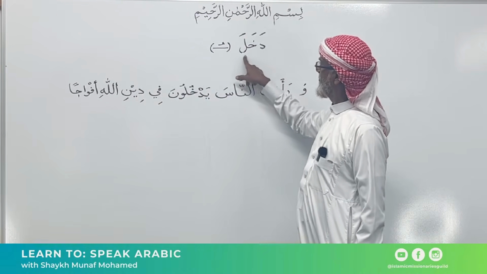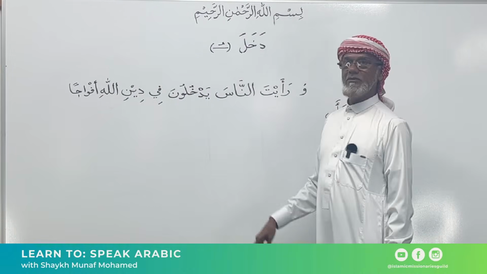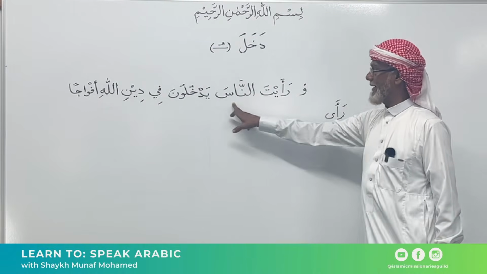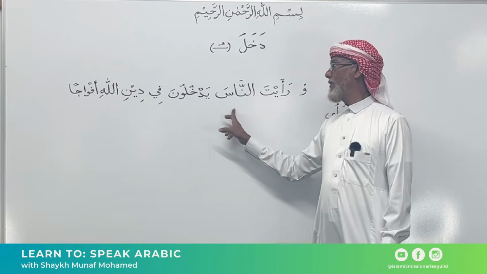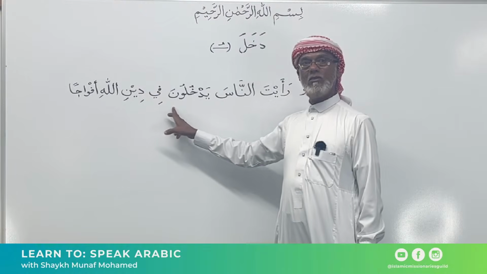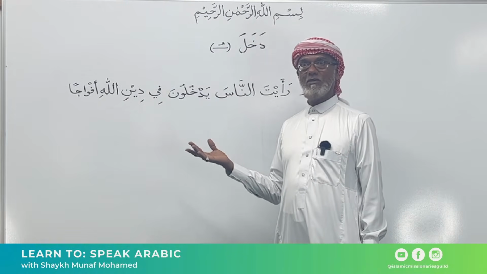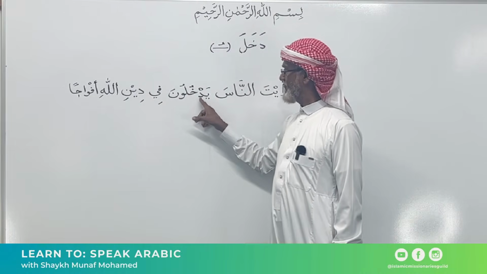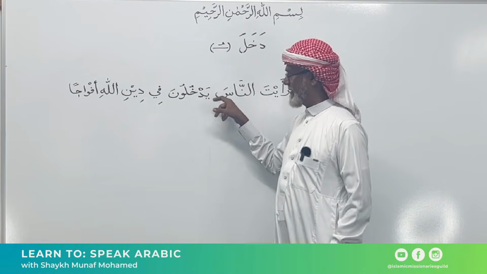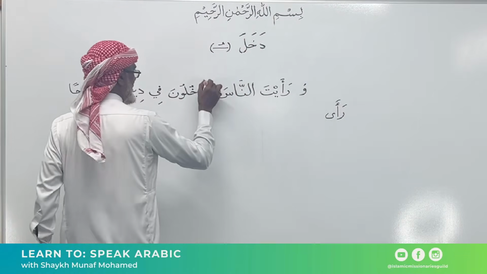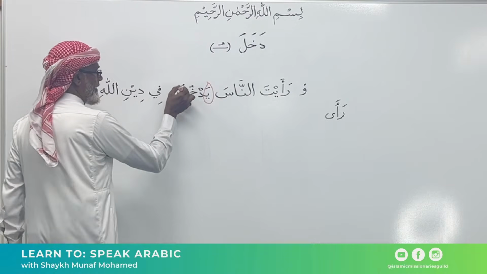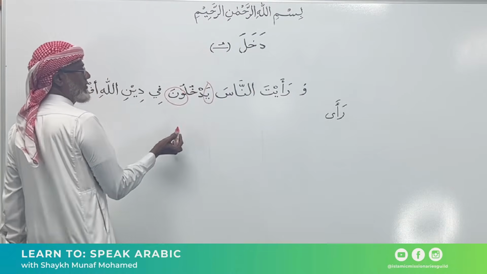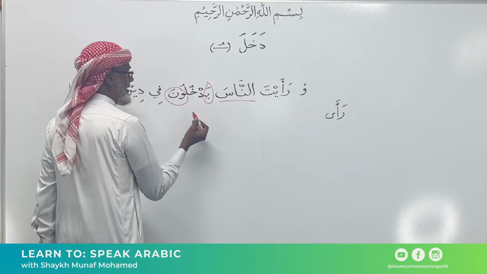And then we have yadkhuluna. So from dakhala, the third person plural, because it's mankind here, plural, a lot of people. Yadkhuluna. What does it mean? Entering. All right? So you have dakhala, and then you have the additional ya that we talked about, and then the waw here, and the noon. So you have dakhala, yadkhulu, yadkhuluna.